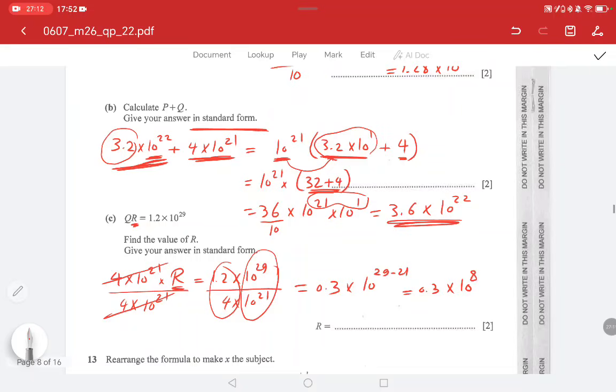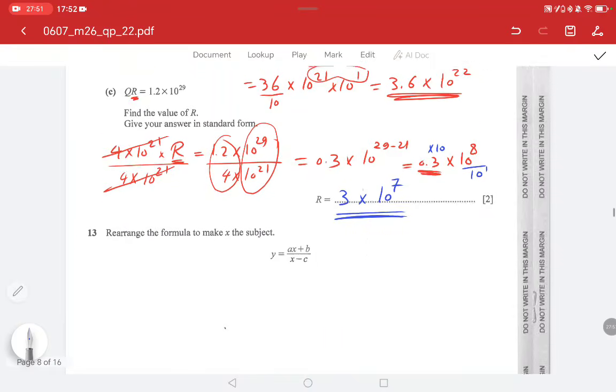Okay, but still there is something missing here, this number is not in standard form. In this case, you should multiply by 10. If you multiply this number by 10, you have to divide this one by 10. So if you multiply 0.3 times 10, it's 3 times 10 to the power of 7, like 8 minus 1 is 7. So this is the final answer. Again, don't forget the standard form. If it's not in standard form, you will lose 1 point, 1 point, 1 point, like 3 points in total. So this is an easy point. Please don't lose them.